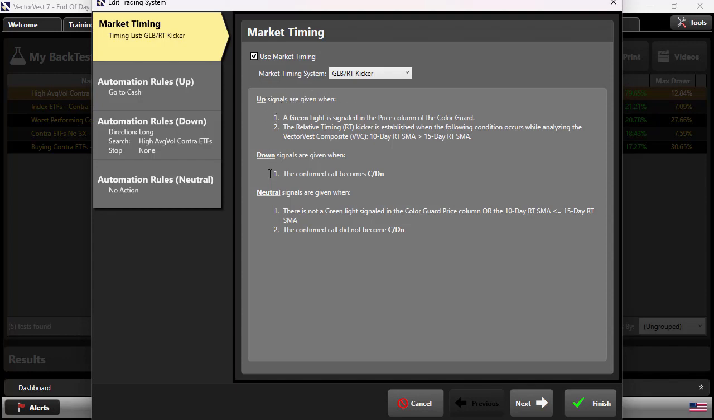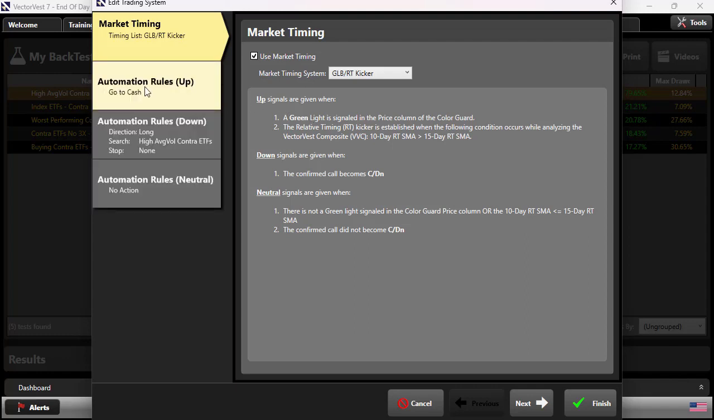But of course, we're interested in the down signal. Down signals are given when the confirmed call changes to down. Neutral signals are any time when there's not a green light signaled in the Color Guard that's been confirmed, and the confirmed call did not become confirmed down. So for each of these conditions, we have a set of rules.